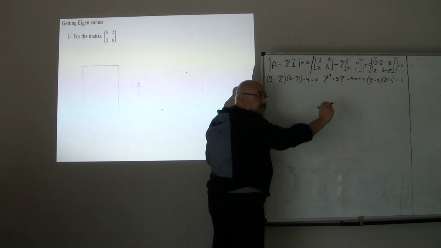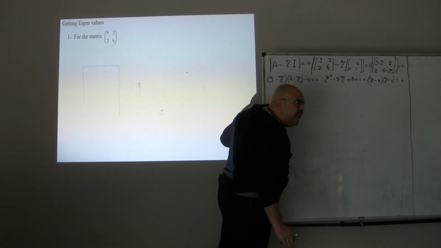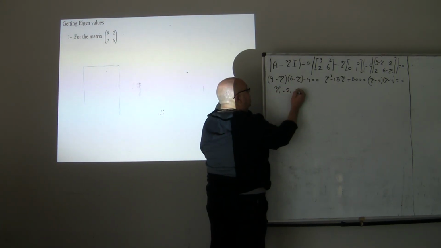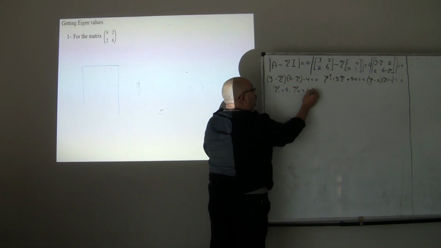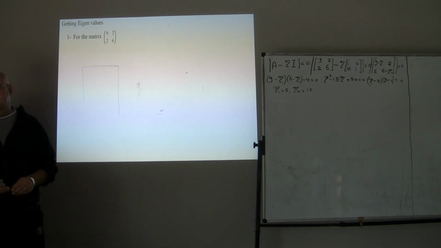So the solution set of this equation is what's called eigenvalues. So it's going to be eta 1 is equal to 5 and eta 2 is equal to 10. Now I have these two values of eigenvalues.